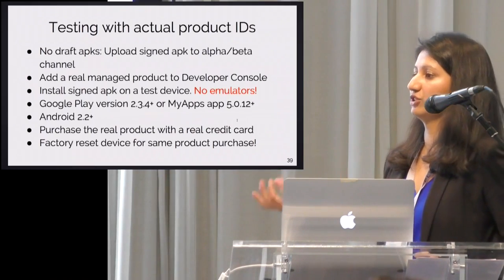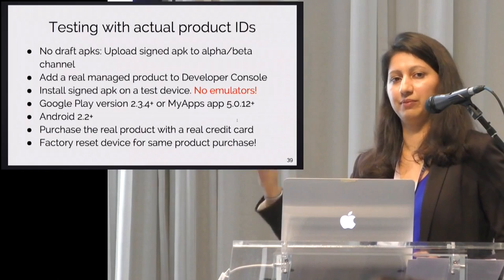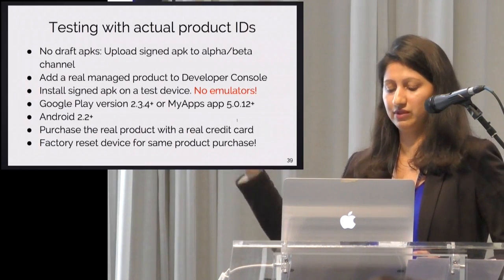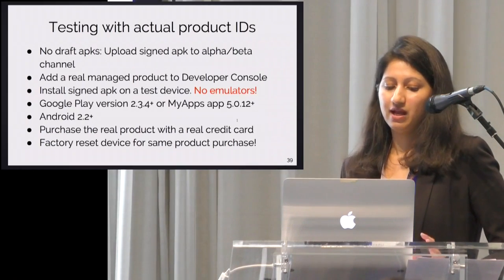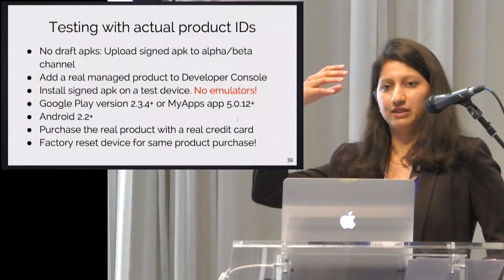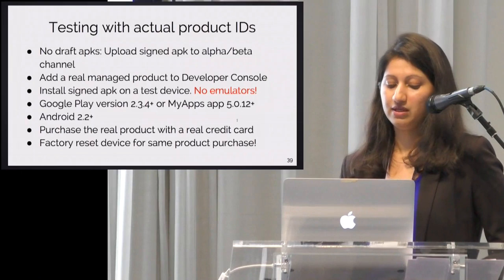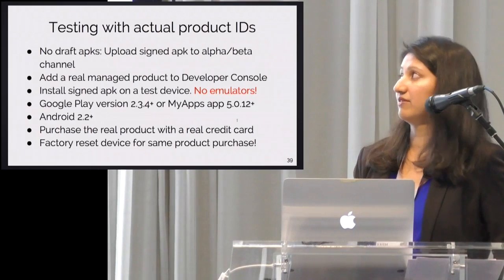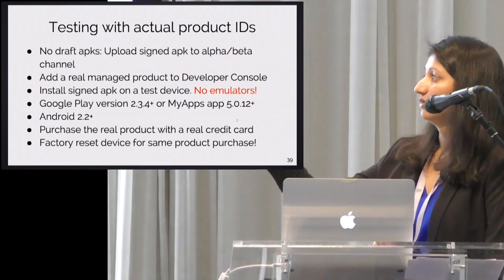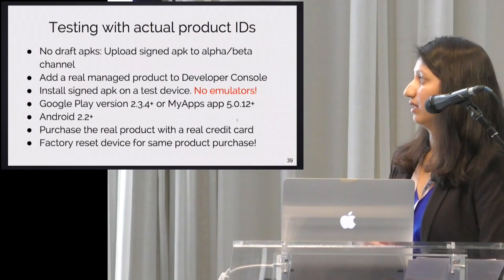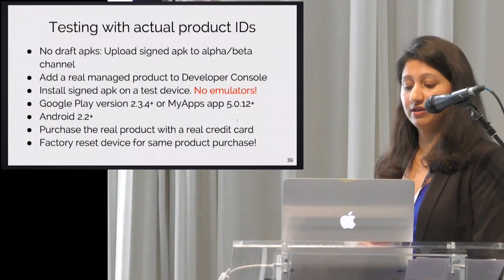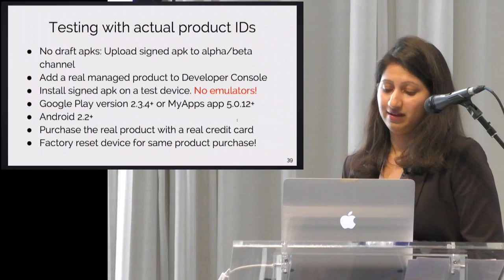So every time you make some changes in your app, you have to upgrade the version to 1.2. So you have to use alpha or beta channel. Add a real managed product like we did before. Choose a managed or subscription, that's up to you. Install the signed APK on a test device. You can't use emulators. Make sure you have Google Play and Android 2.2. And purchase a real product with a real credit card.